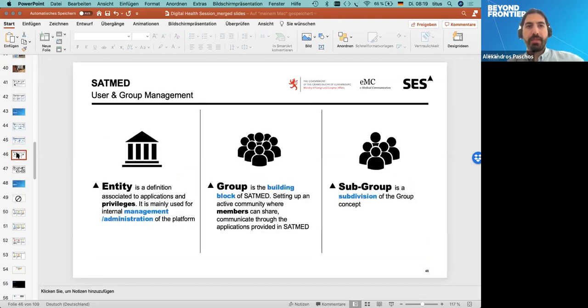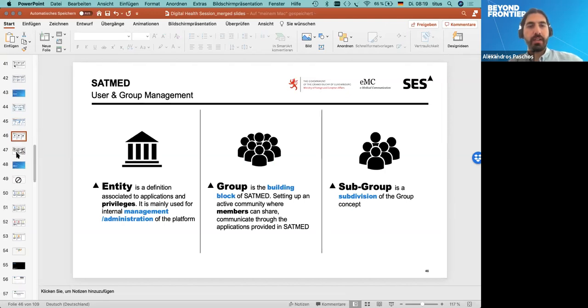This is the user and group management, and I think here is the essence of how we managed to create this single platform. We have a user group management system where people, according to the group where they are, have access to applications and to the users that they are connected with. And we have 3 levels of groups in SATMET: entities, which are assigned to NGOs or governmental organizations, and then groups and subgroups within the system.